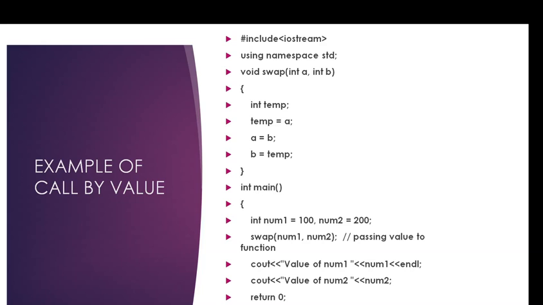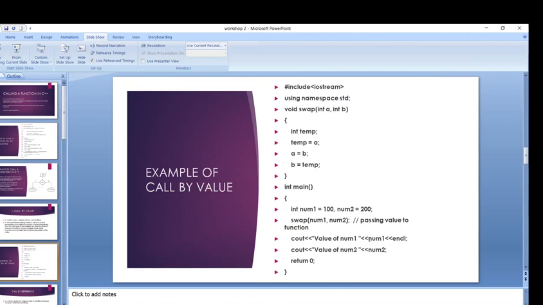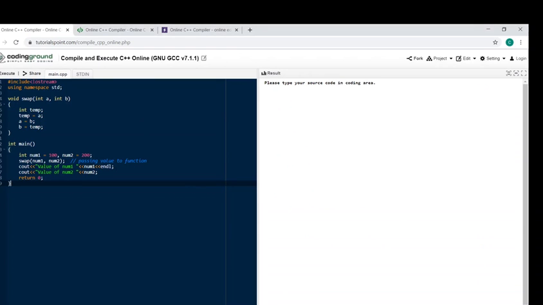Let us see the output of this program. See, the value of num1 is 100 and the value of num2 is 200. Though we are swapping, the values remain the same. That is call by value.